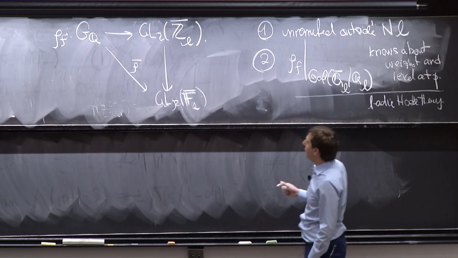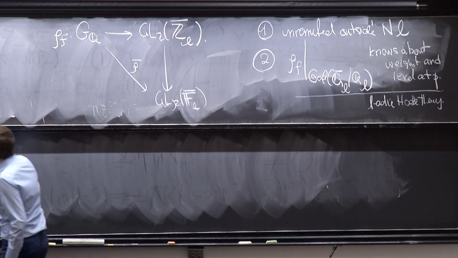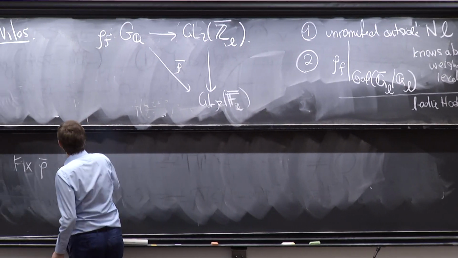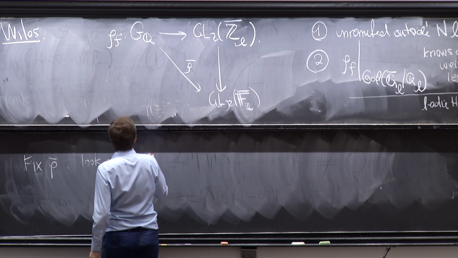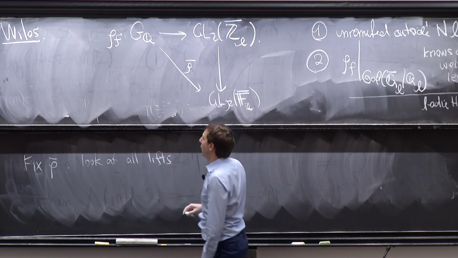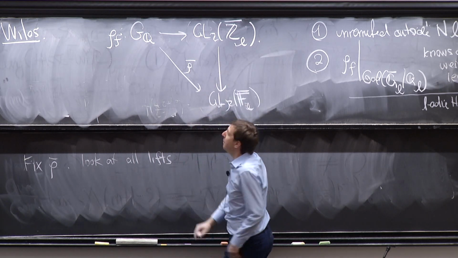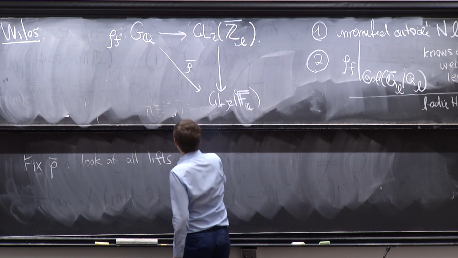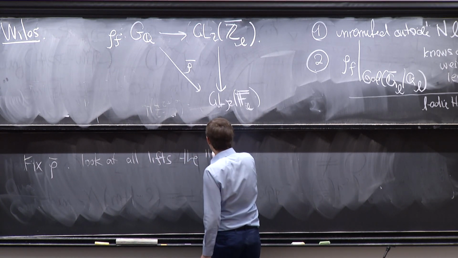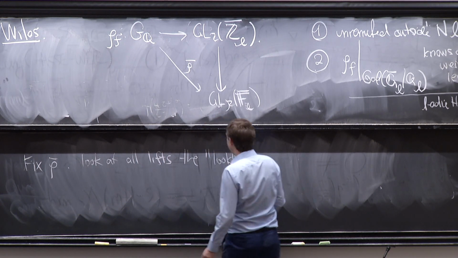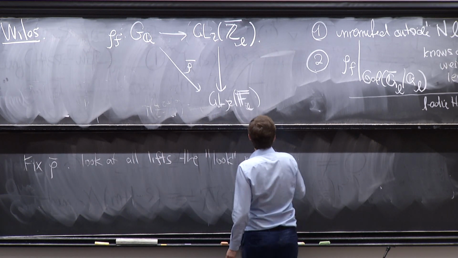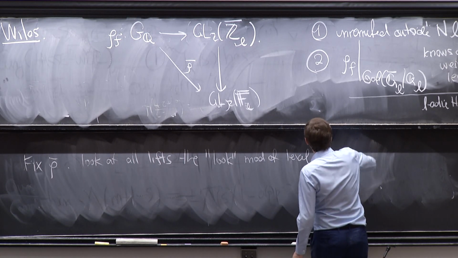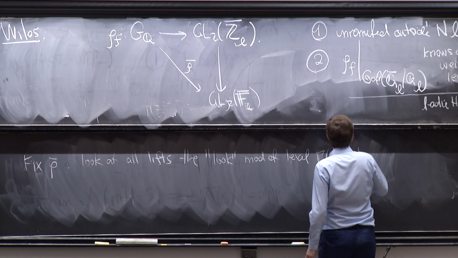What Wiles wants to do is fix this rho bar and then look at all lifts. What does a lift mean? A lift is just exactly like this, a map to characteristic 0 which reduces mod l to our original thing. Look at lifts that appear modular of level, well, maybe I have fixed a level N, and fixed a weight k.